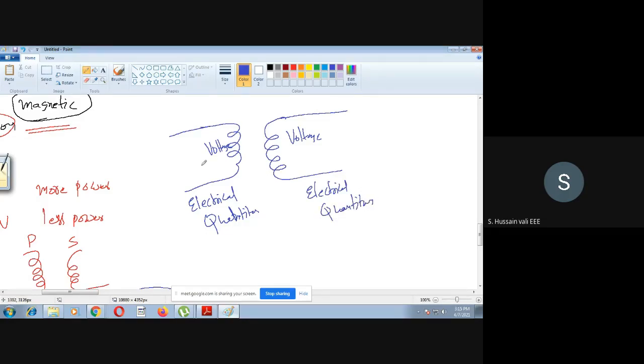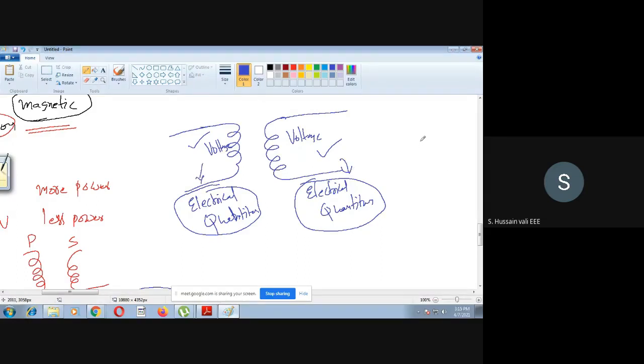See here, the primary side is also an electrical quantity, because here you have some voltage. The secondary side also will have some voltage. Of course, maybe the primary voltage is more than the secondary voltage, or the secondary voltage is less than the primary voltage. So either a step up transformer or a step down transformer. But in both cases, primary is having some voltage, secondary is also having some voltage. What is this voltage? Voltage is nothing but an electrical quantity. So the primary side also only has electrical quantities, and the secondary side also only has electrical quantities.